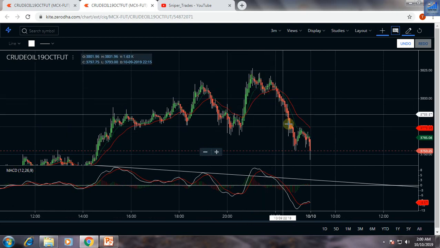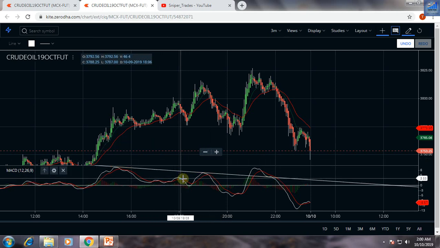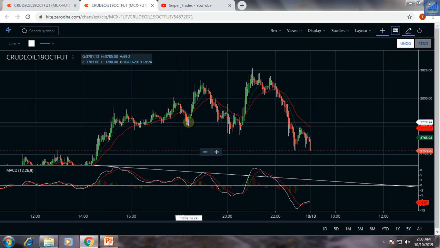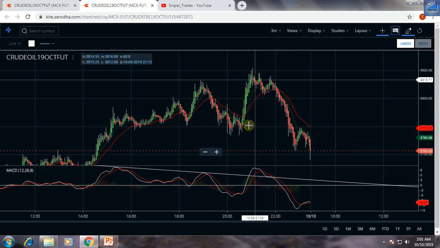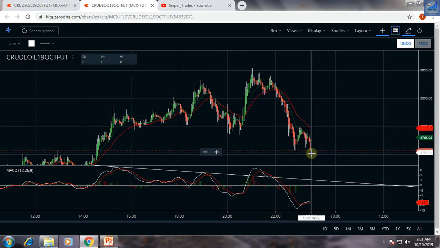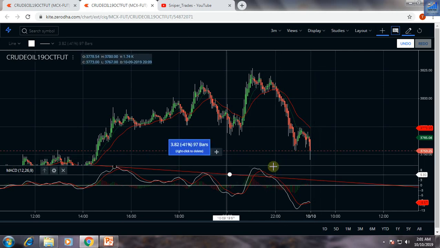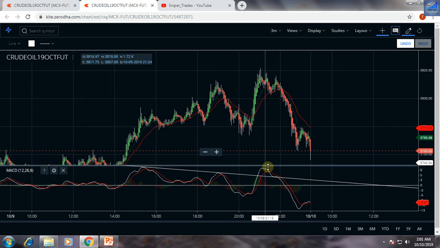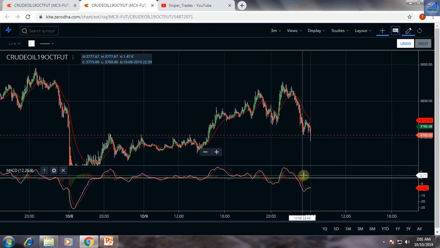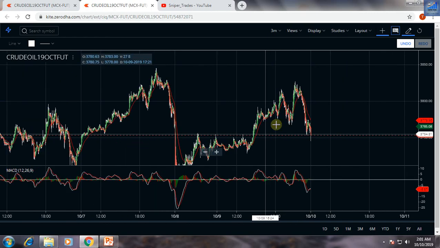See here, the price has moved down much, but as we can see here and here, the MACD line has crossed below the signal line, but the price has only moved very little. But particularly here at this crossover downwards, the price has moved down significantly. That is because of this particular trend violation and then a signal. This is what the trend line path violation method is. So practice drawing trend lines in our charts.